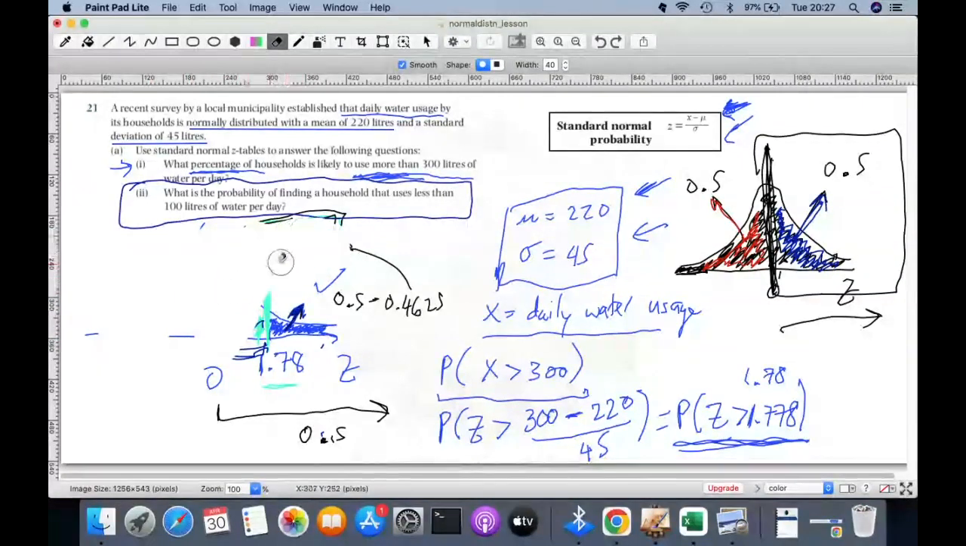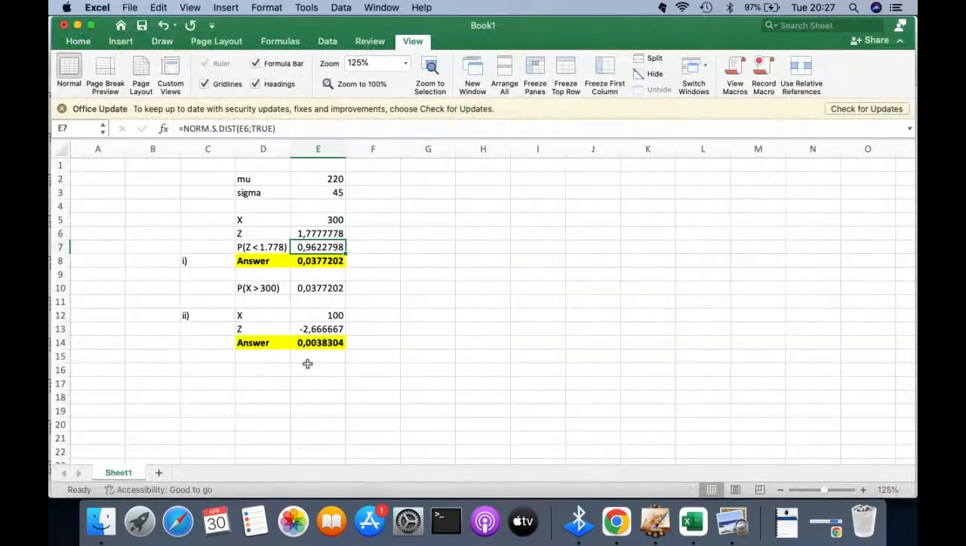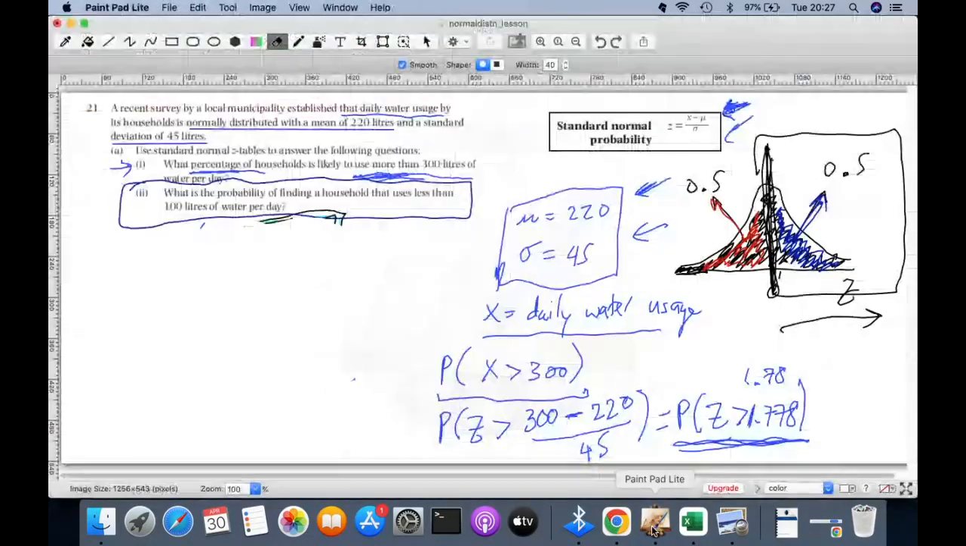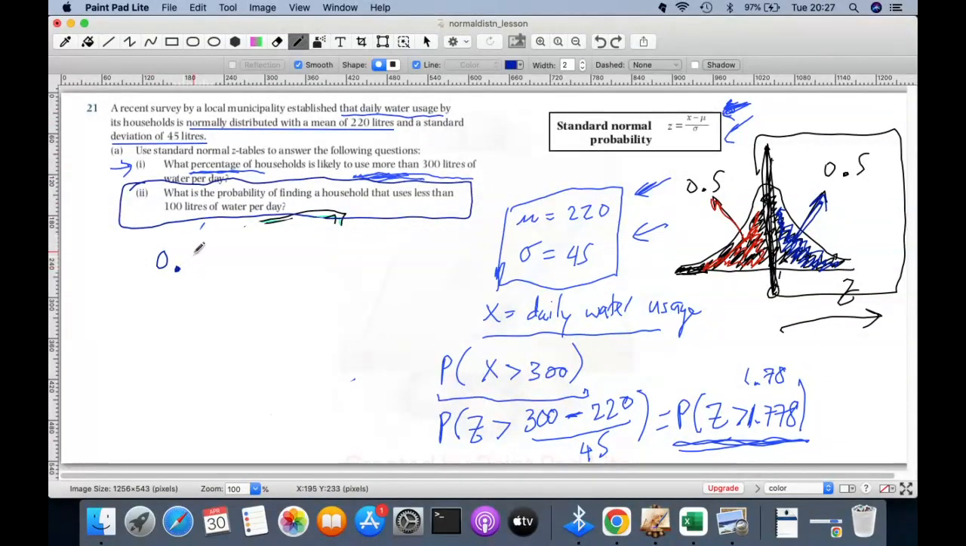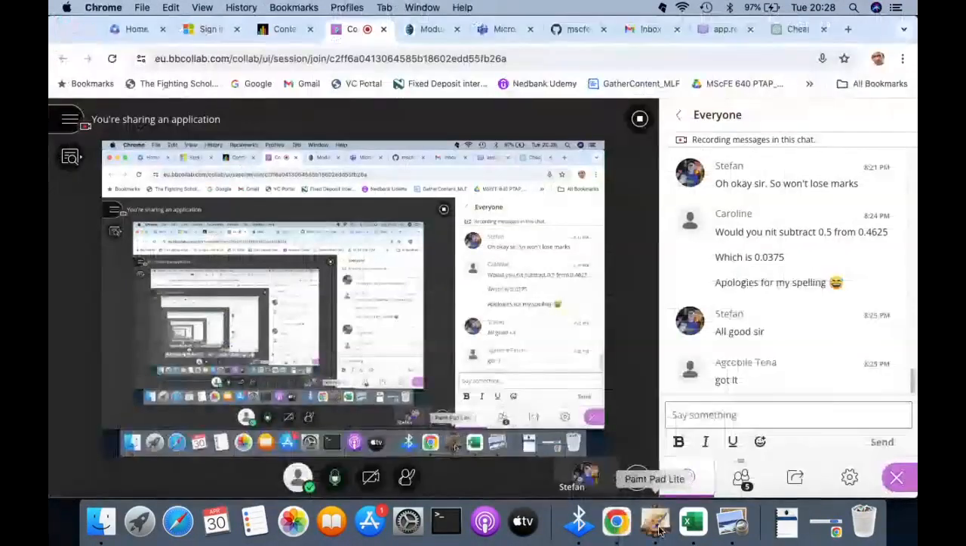The second question is asking: what is the probability of finding a household that uses less than 100 liters of water per day? I'll tell you the answer that you should work toward. It's 0.0038. The answer you should try and work towards is 0.0038. That's what you should work towards.